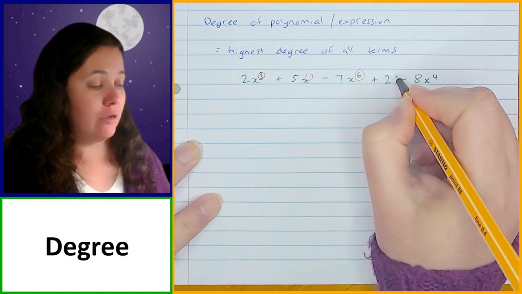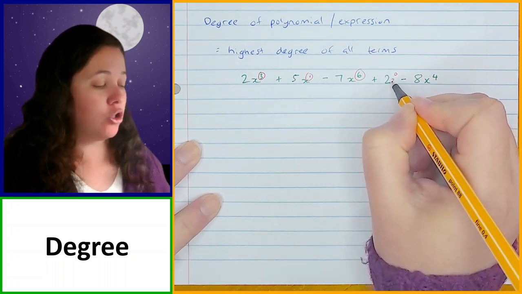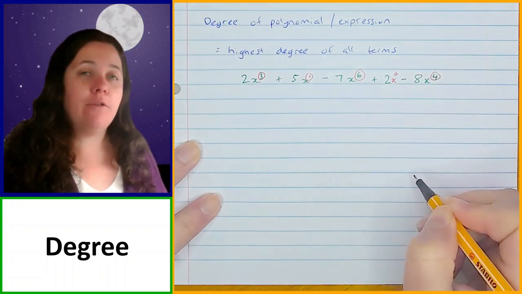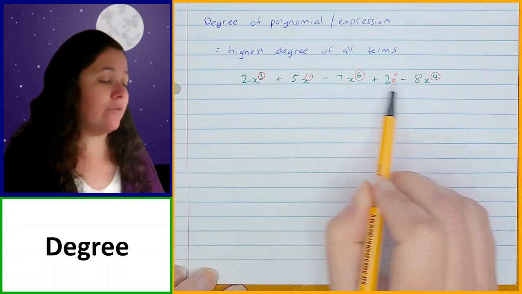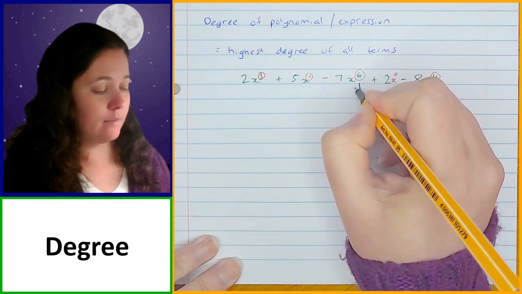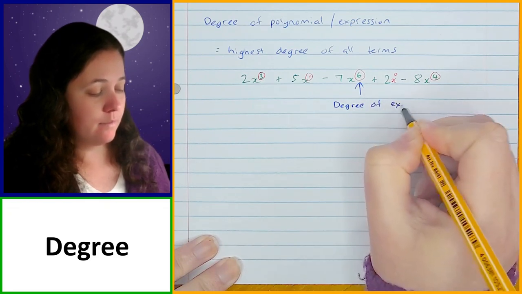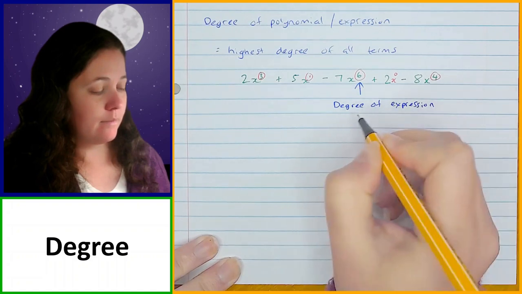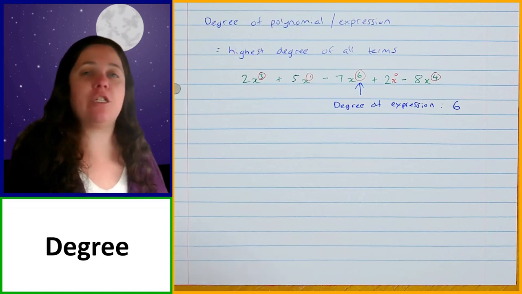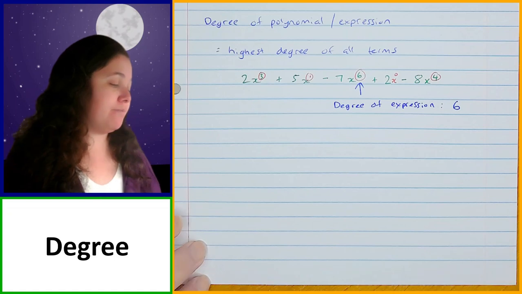Here I've got 0. If you don't have an exponent, or if you don't have a variable, it could be x to the power of 0. So my degree of that one is 0. And here I've got 4. Okay. The highest of all of those degrees is the 6 over here. Okay, so the degree of the expression is going to be 6 because it is the highest degree out of all the terms in that expression.